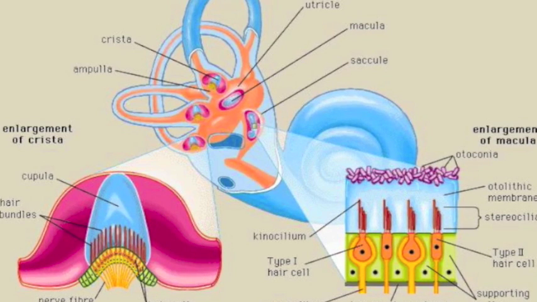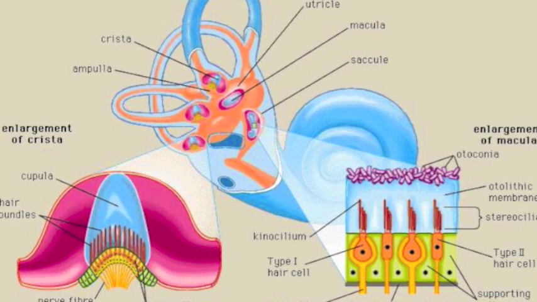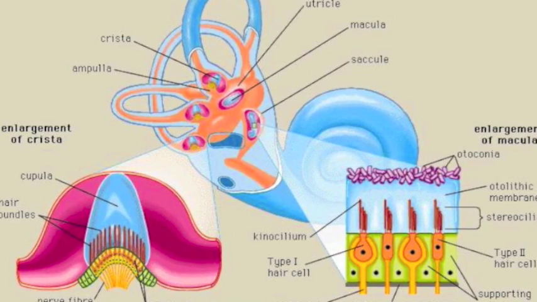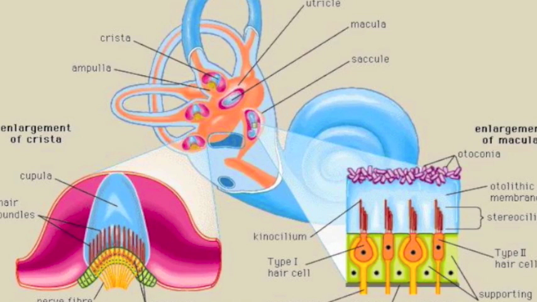This is known as the push-pull system. So when one canal is stimulated, its corresponding partner on the other side is inhibited, and vice versa.